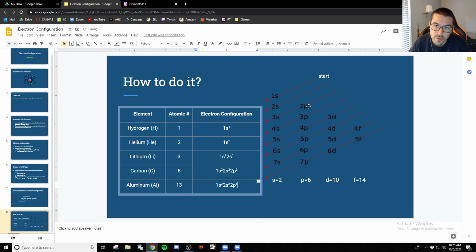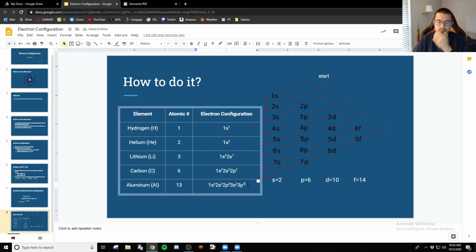Let's figure out where those would go. I filled this 2p orbital up, so after 2p comes 3s. I can put 2 electrons there, because s can only hold 2 maximum. Now I have 1 left over, because these numbers add up to 12 now. After 3s comes 3p. So 3p1, because I only had 1 electron left over.